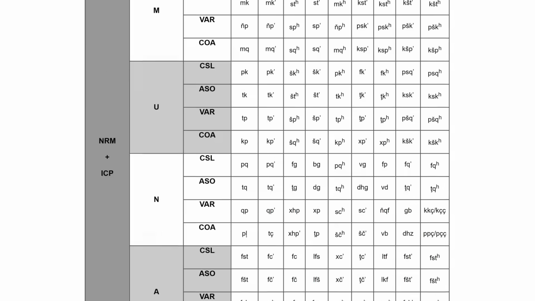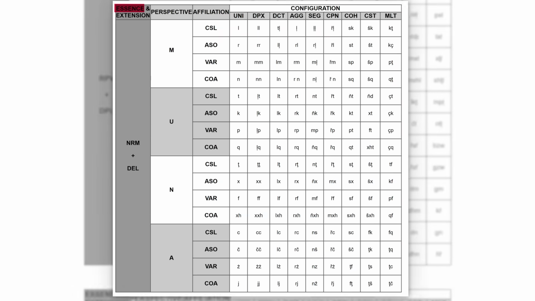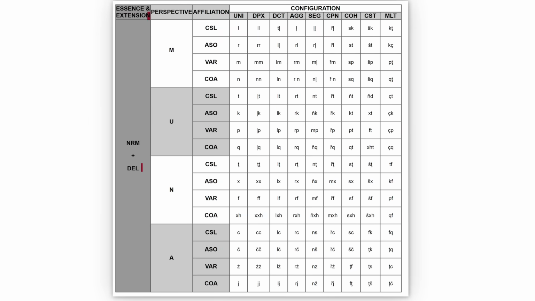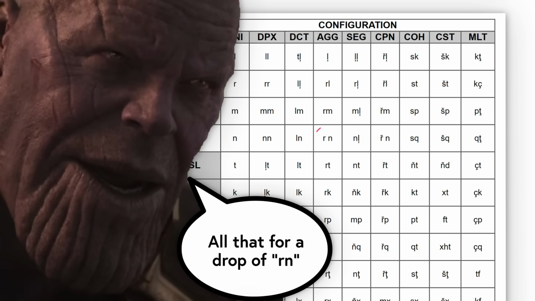And now we use this inhumanely long set of charts to figure out what letter to add. Essence, normal. Extension, delimitate. Perspective, mondaic. Affiliation, coalescent. Configuration, aggregative. That means we add our N, which means our word is oakser. Now we just gotta figure out 2 more details.